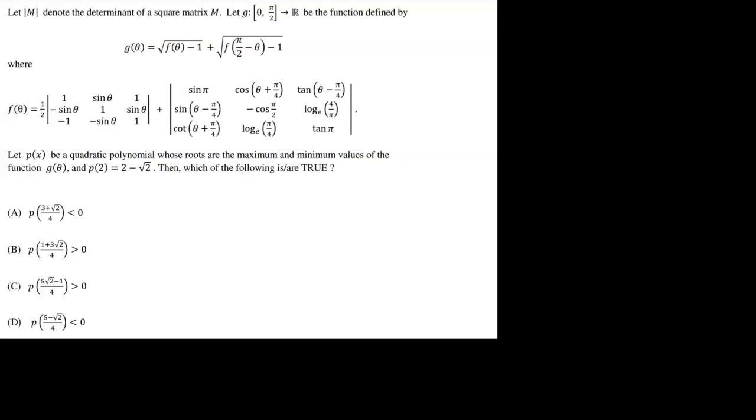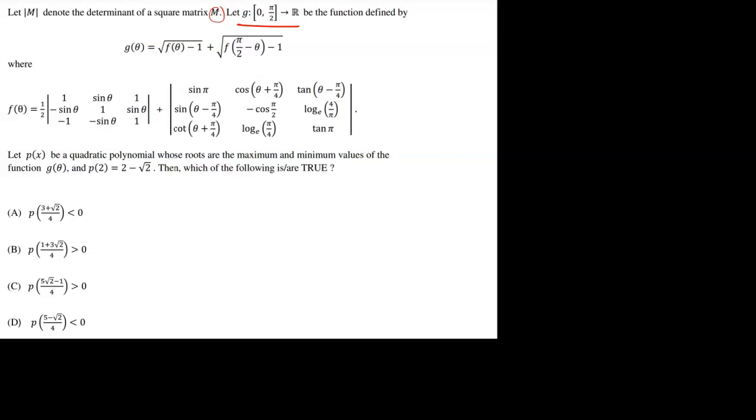Let mod M denote the determinant of a square matrix M. If there is a square matrix M, then mod of M will have the value of the determinant of that square matrix. And this mapping of a function G is given like that.